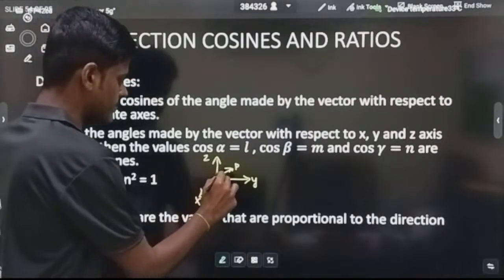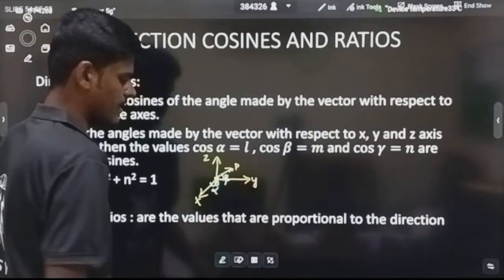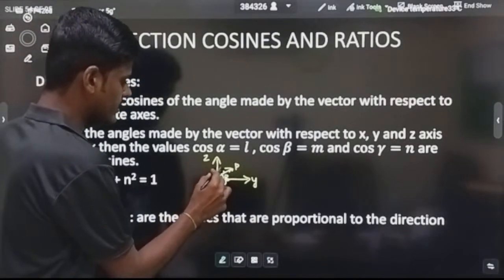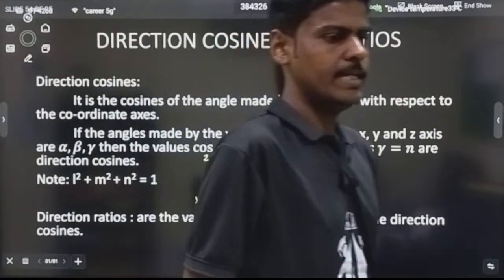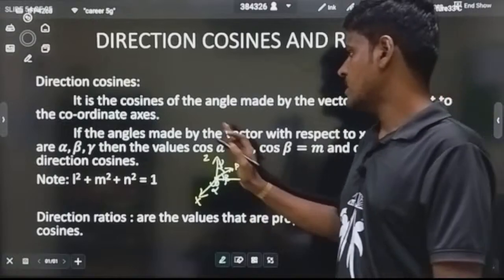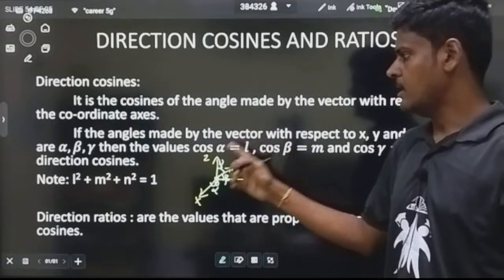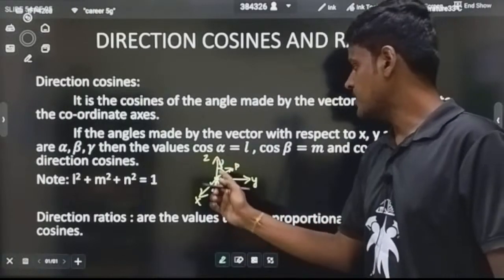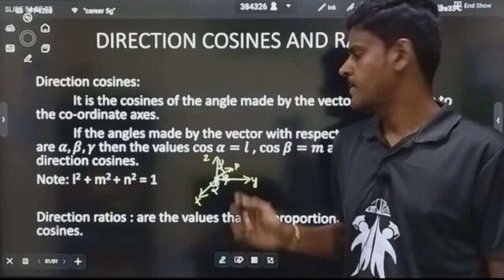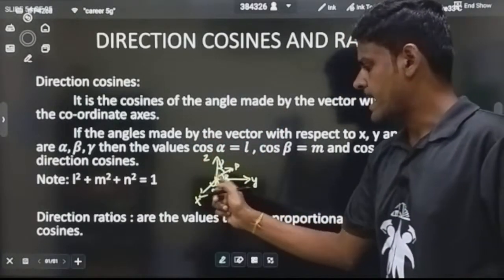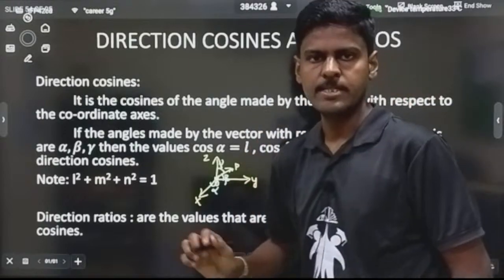And what is the angle made by this vector with respect to y-axis? That is given by beta. And what is the angle made by this vector with respect to z-axis? That is given by gamma. Right? Is that clear? So what are alpha, beta and gamma? These are the angles made by the OP vector with respect to corresponding component axes, that is x, y and z axis. Now cos of that angle, cos alpha, cos beta and cos gamma are the direction cosines.